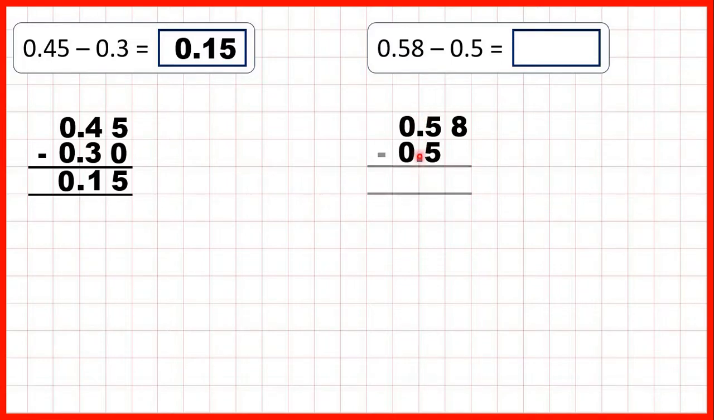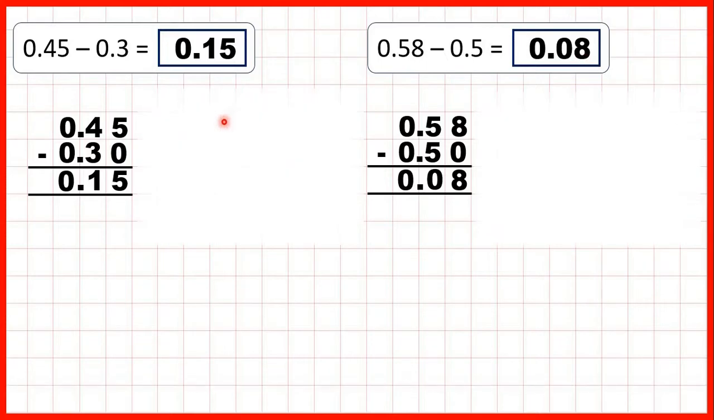Now we have 0.58 minus 0.5. We have our decimal points lined up. We can write a 0 in this empty square and copy the decimal point down into our answer. 8 minus 0 is 8, 5 minus 5 is 0, and 0 minus 0 is 0. So we get 0.08.